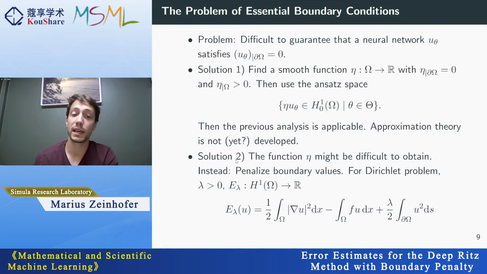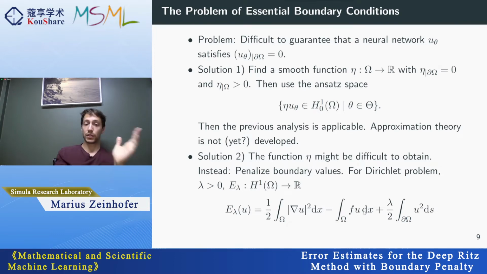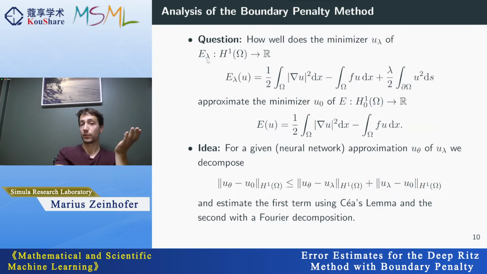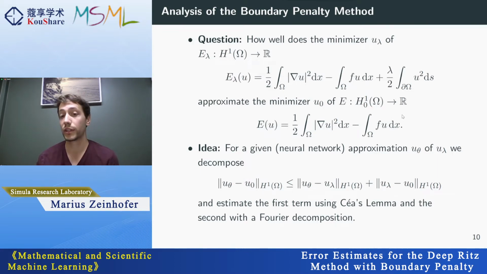Another possibility is to penalize the boundary. What you could do instead is penalize the boundary value problem. Say we want to solve a Dirichlet problem. Then we have this term, which is the Dirichlet problem, which you would pose on H10, but relax it and penalize the boundary values, including this term in the energy. Then when you solve the optimization problem for E lambda, you're solving something which is slightly wrong due to this term. And you would want to know how well the minimizer U lambda approximates the minimizer, which I call U naught, of the original energy.